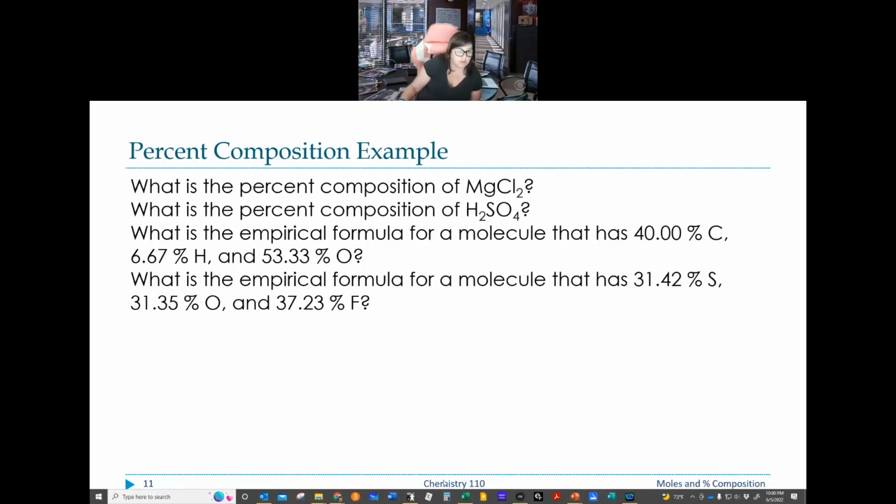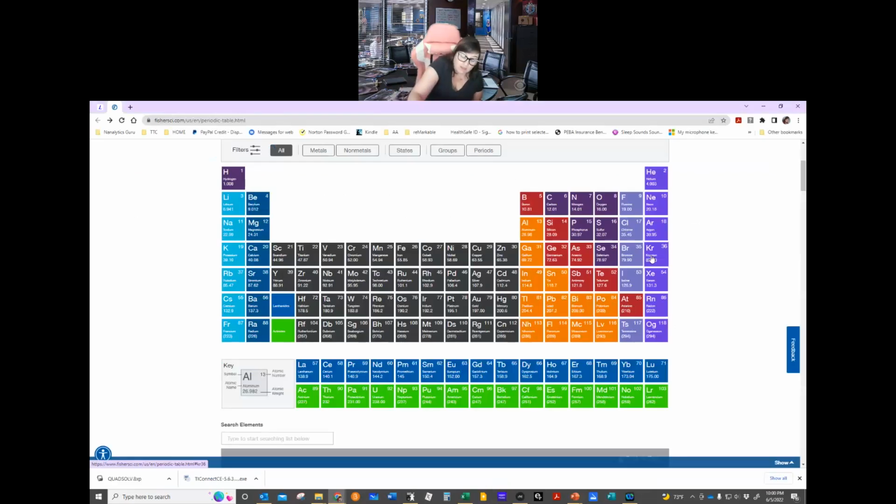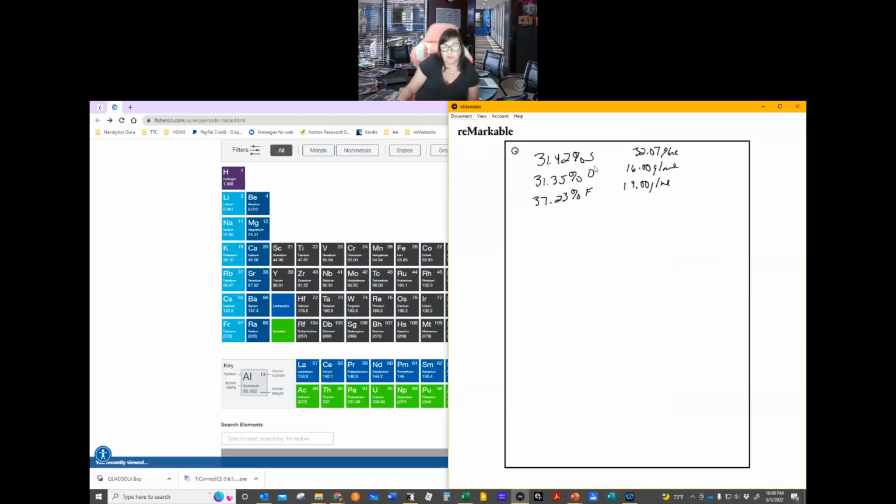So let's find our periodic table and make sure that the ones we've written down are correct. Fluorine is 19 grams per mole. Oxygen is 16. Sulfur is 32.07. Now let me show you everything that I wrote down. 31.42% S, which is 32.07 grams per mole, 31.35% O, which is 16 grams per mole, and 37.23% F, which is 19 grams.